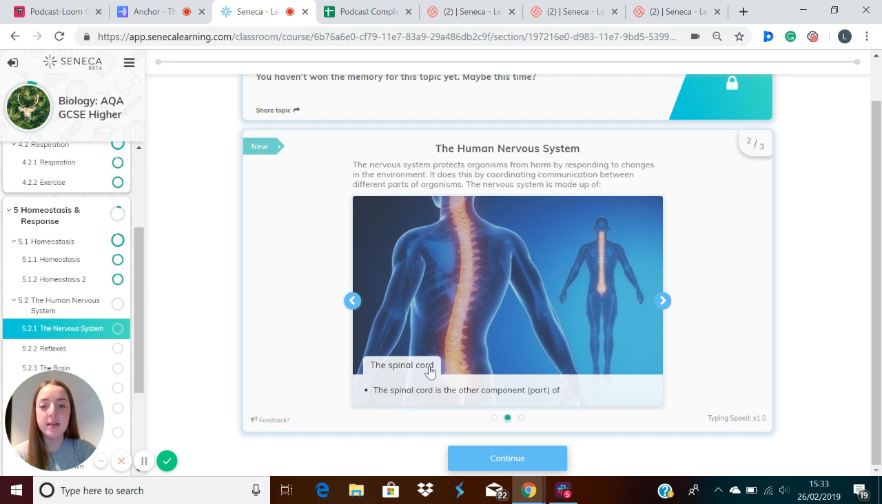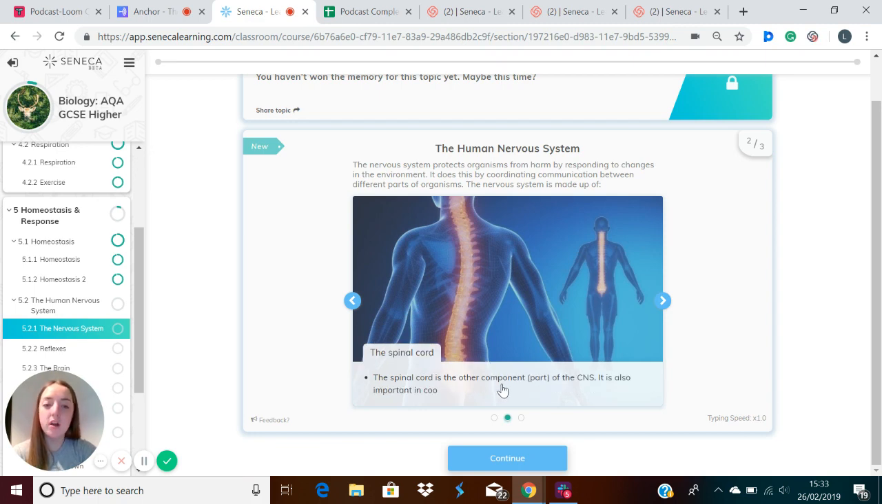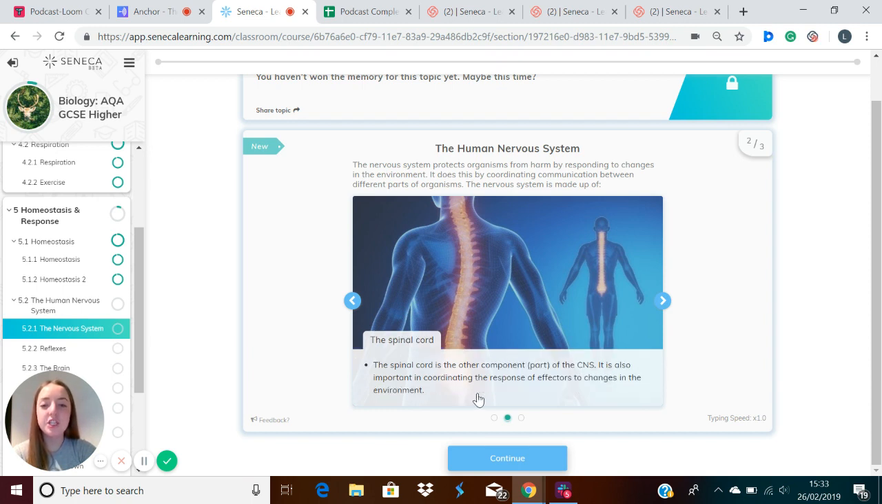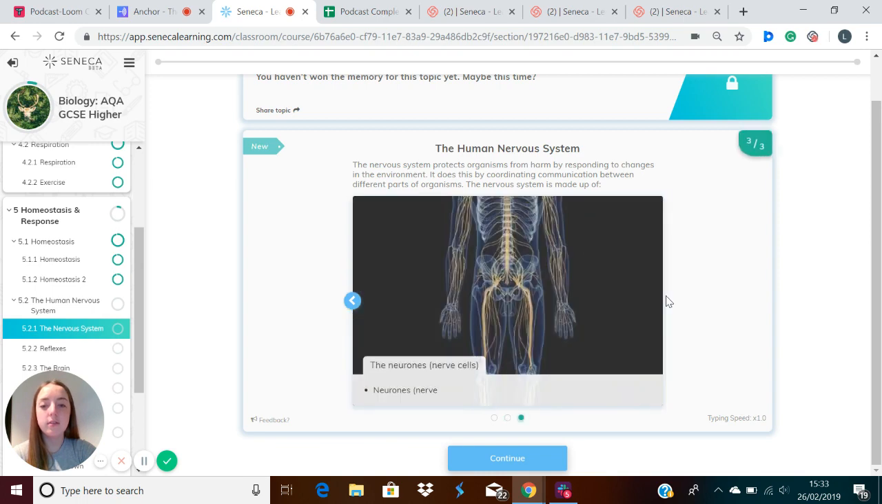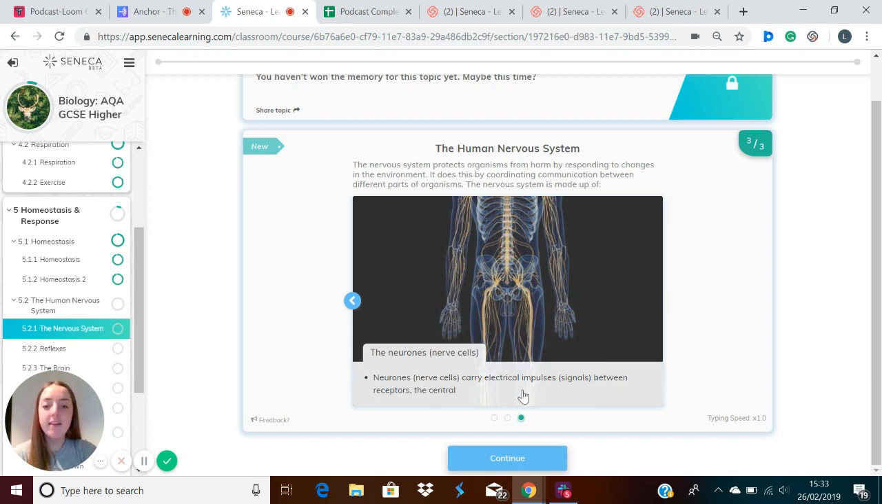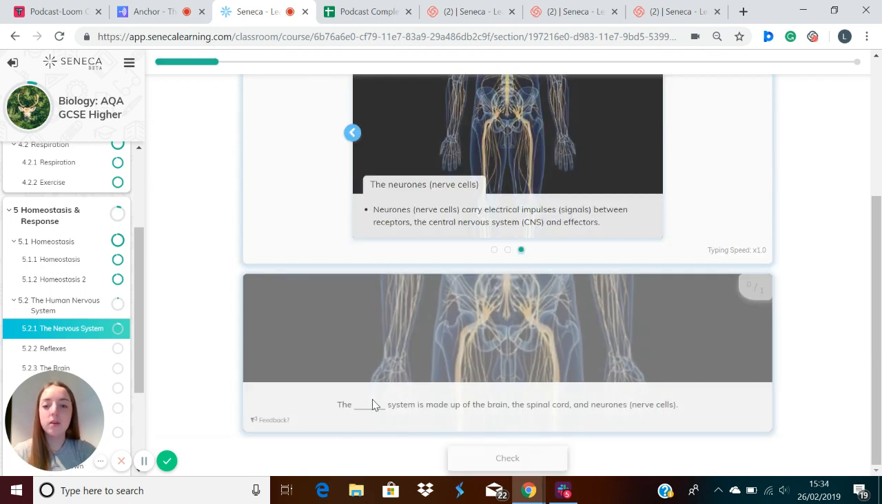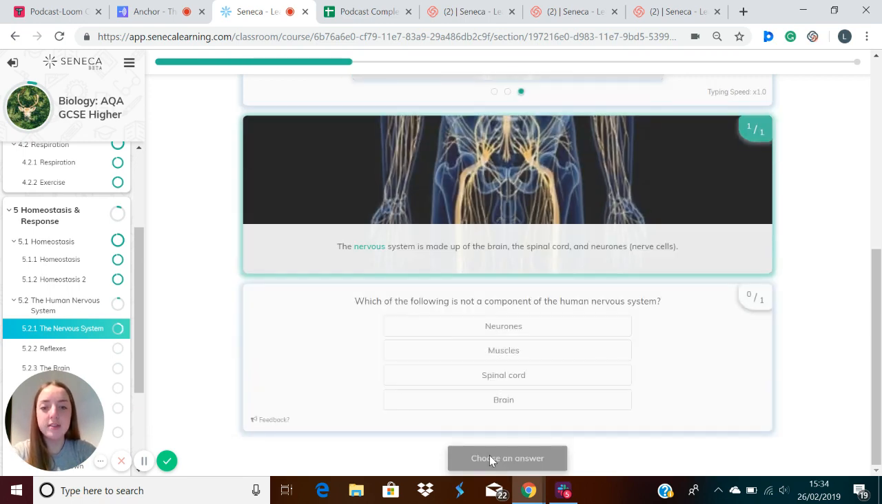Another part of the nervous system is the spinal cord. And this is also part of the central nervous system. It is important in coordinating the response of effectors to changes in the environment. Neurons, or nerve cells, are part of the nervous system. They carry electrical impulses or signals between receptors, the central nervous system, and effectors, so that neurons carry the messages between all the different parts of the nervous system so they can coordinate their action. So, the nervous system is made up of the brain, the spinal cord, and neurons.